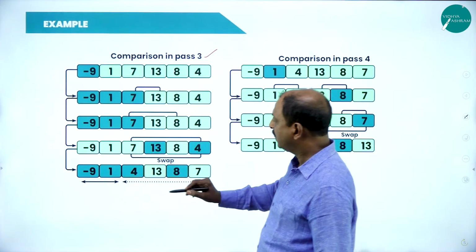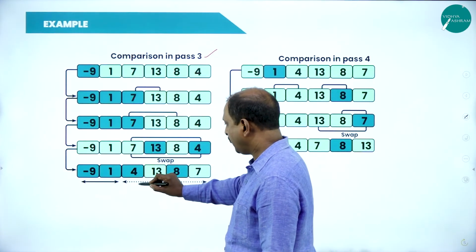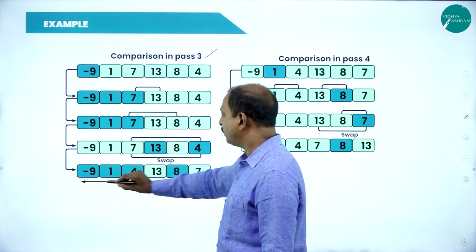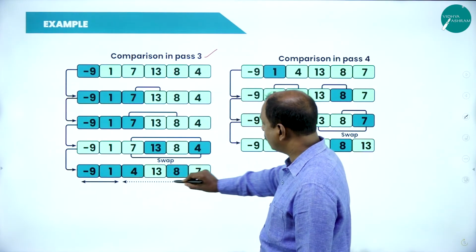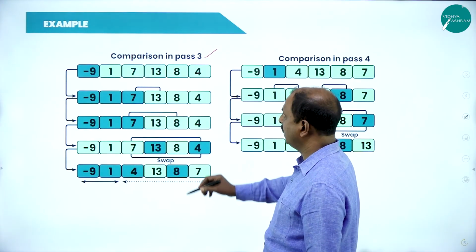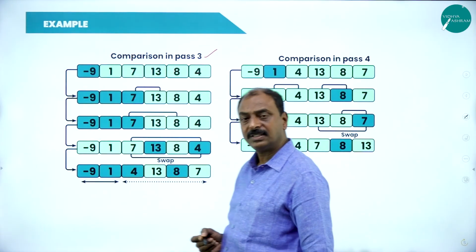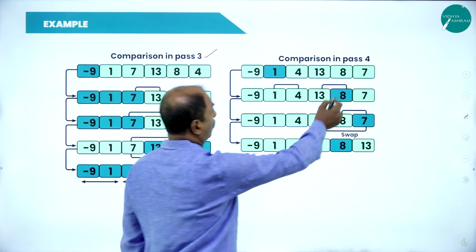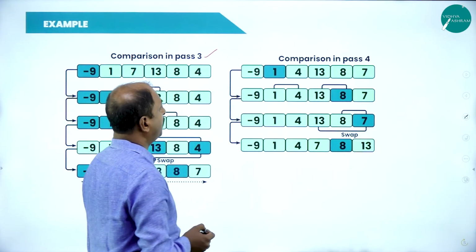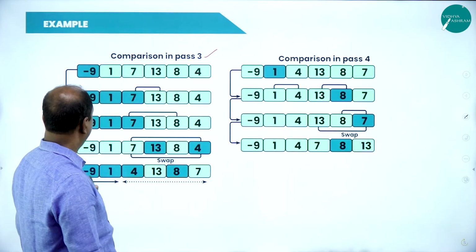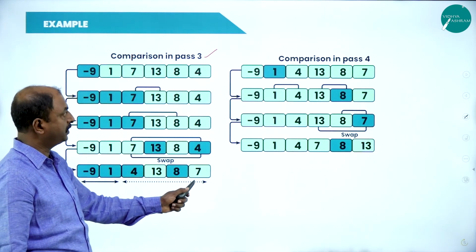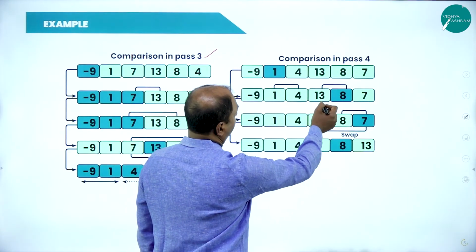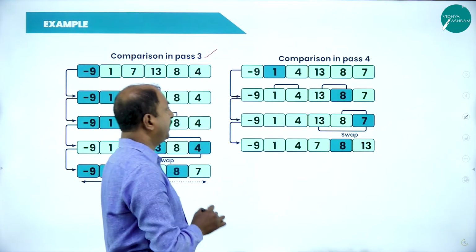If you observe this, this is one part of a list. The second part of a list, this is a sorted part of a list. This is the unsorted part of the given list. This is at the end of pass 3 or iteration 3. In the next iteration, pass 4 here, we'll start with the elements at the end of pass 3. So here -9, 1, 4, 13, 8 and 7.